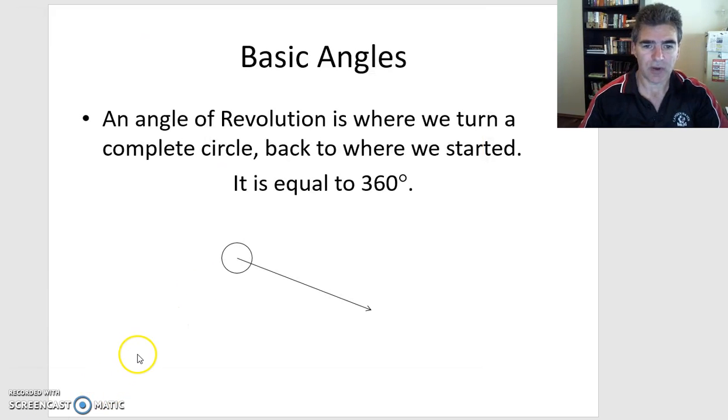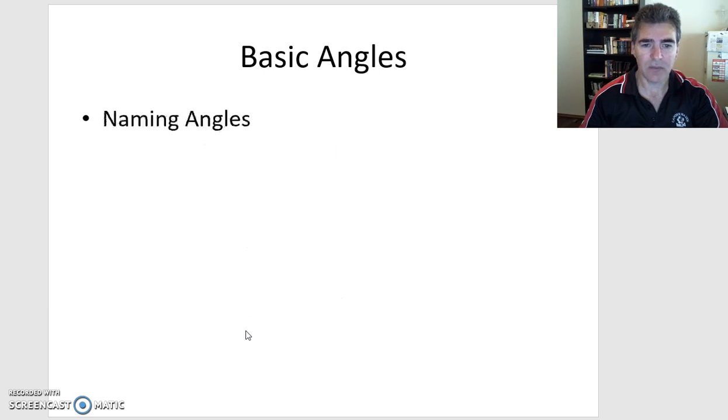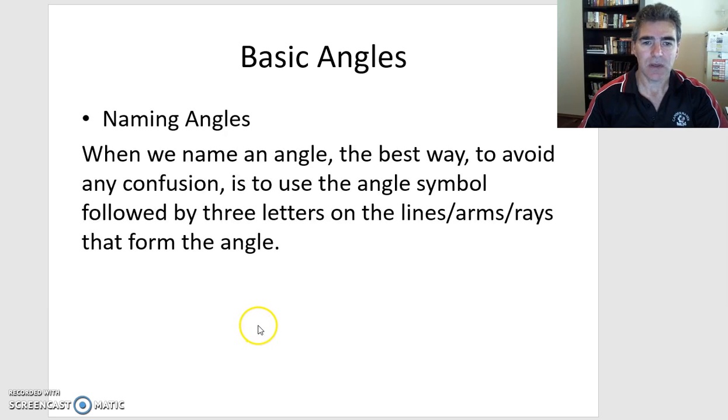So all those different types of angles, as I just emphasised there, they're types of angles. What we're going to have a look at now is when we have to name angles. Not the type of angle, but actually naming angles. So to name angles, the best way to avoid any confusion is we use the angle symbol, which we'll look at in a moment, followed by 3 letters that are on the lines, and sometimes they're called arms or rays, of what actually forms the angle.